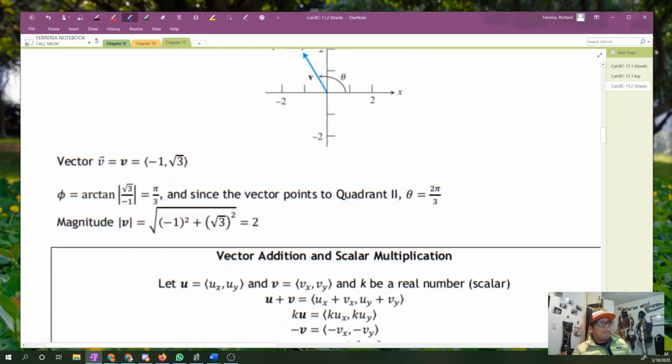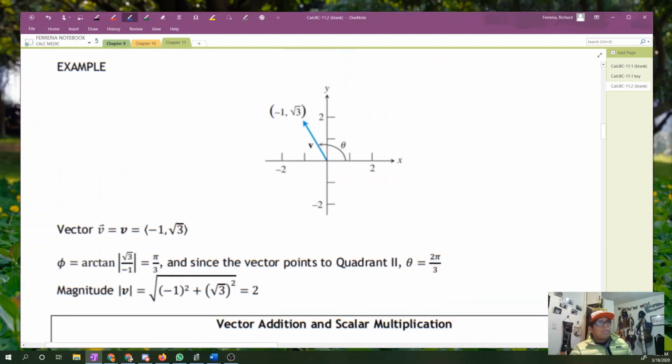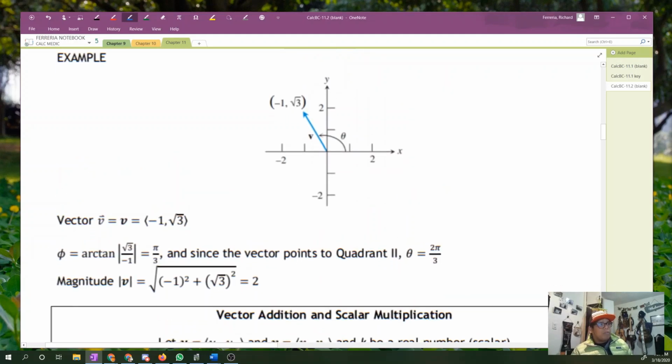Phi, the reference angle, is the arctangent of the absolute value of √3 over -1, which tells me that phi is pi over 3. Since we know we're in the second quadrant, because the x component is negative and the y component is positive, that puts us squarely in the second quadrant. Because all of that's true, we know that theta, the actual angle, is the angle that's formed with the positive x-axis.